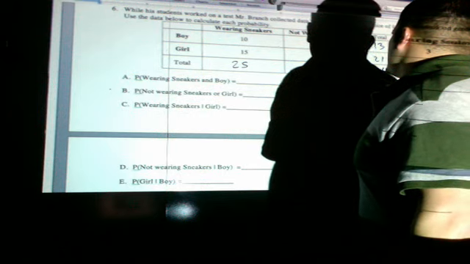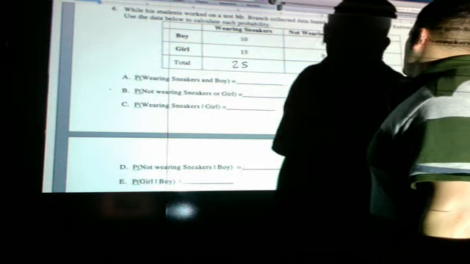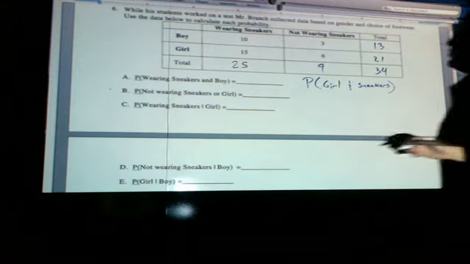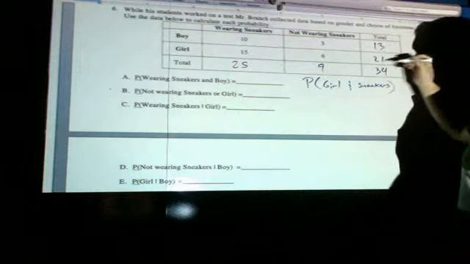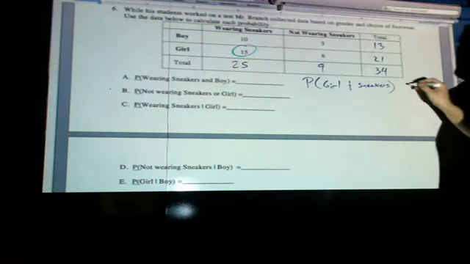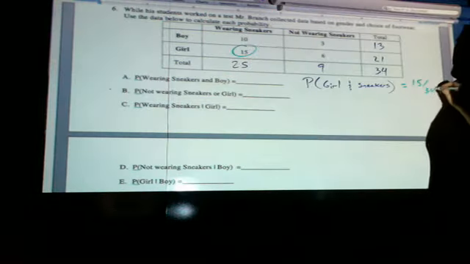Now I'm going to switch this around on us. We're going to first calculate the probability of girl and sneakers. Girl and sneakers is where girl and sneakers overlap. So here's my sneakers row, here's my girl column. It is this number, 15. So that'd be 15 over 34. Whenever I do and or or statements, it's always over the grand total.